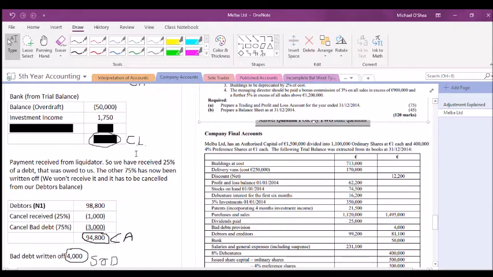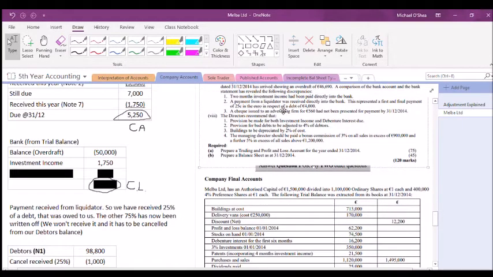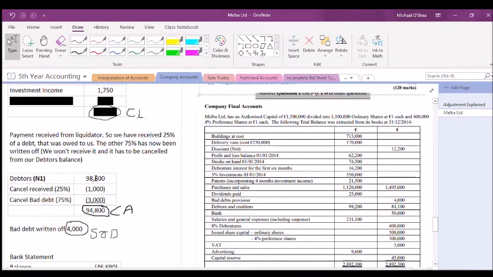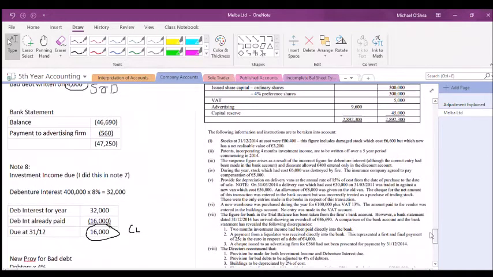So showing this here, a payment from a liquidator. So we've received 25%, as we've seen here, the 25 cent in the euro of a debt that was owed to us. Therefore, the other 75% has now been written off. We won't receive it, and it has to be cancelled from our debtors balance. So our debtors balance here, to be careful, this is our debtors balance from the note 1, I believe. So our debtors balance here given in the question was 99,200, but in one of the earlier notes here, it was actually note number 3.